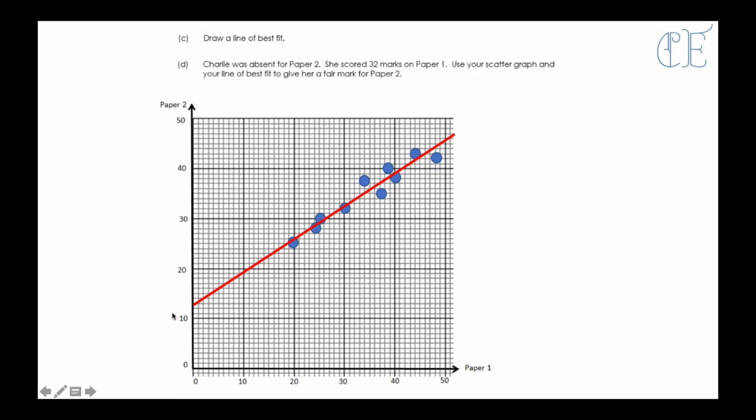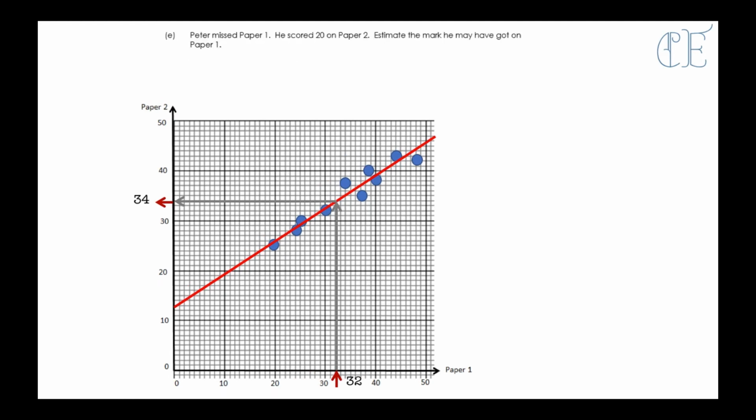Question D says, Charlie was absent for paper 2. She scored 32 marks on paper 1. Use the scattergraph and your line of best fit to give her a fair mark on paper 2. So we need to go along to 32 at the bottom of the scattergraph that represents paper 1. We then go up to the line, and when we reach the line of best fit, we go across to the paper 2 axis. As you can see, that is telling us 34. So we could say that she probably would have scored about 34 marks on paper 2.